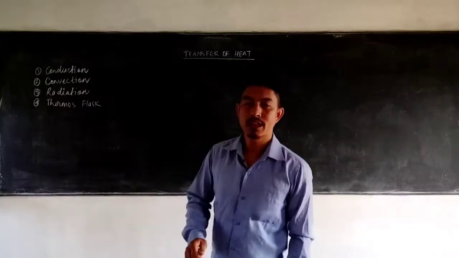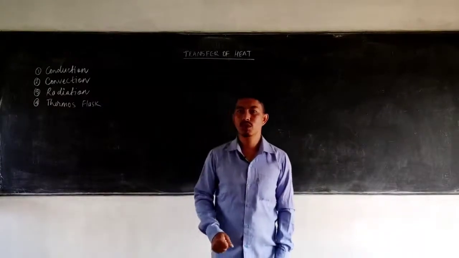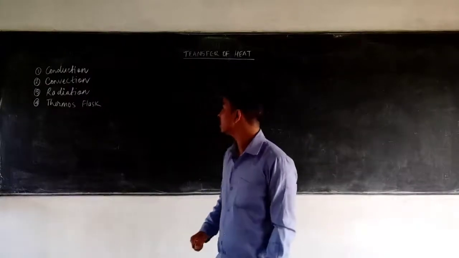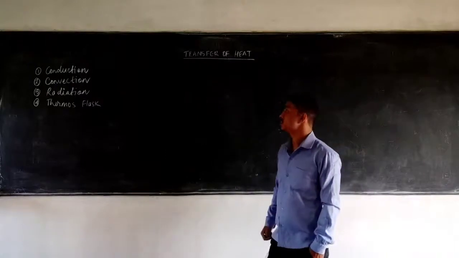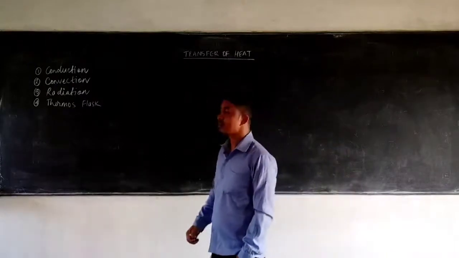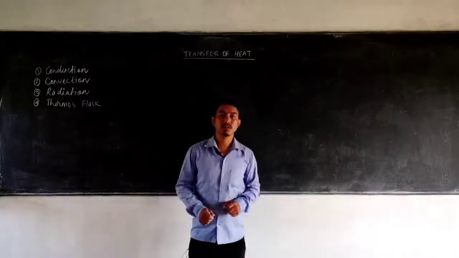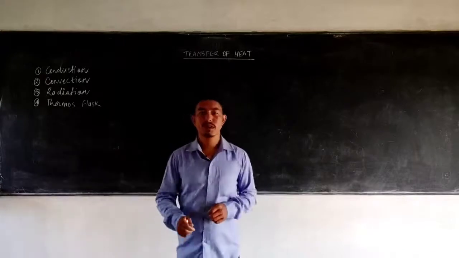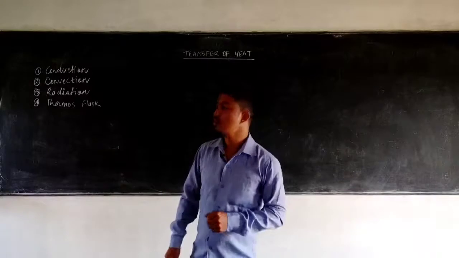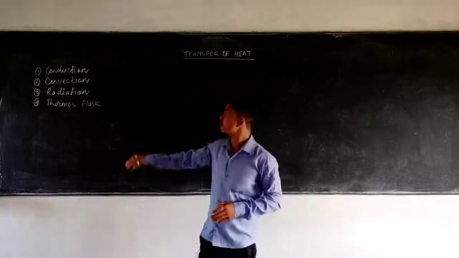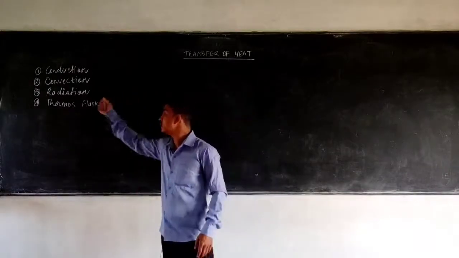So in this video we will be discussing the 6th chapter of your physics textbook, and the chapter's name is the transfer of heat. In this chapter we will be dealing with the 3 different kinds of processes by which heat is transferred from one object to another. You must already know that the 3 processes are conduction, convection and radiation.